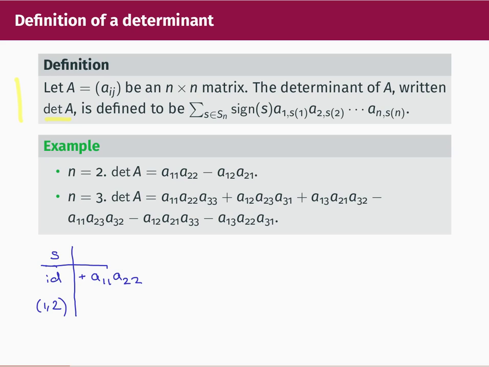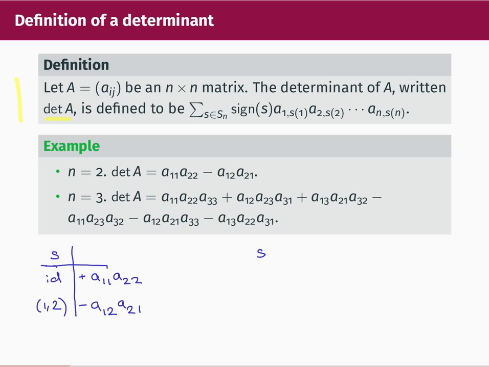For (1 2), that is an odd permutation, so it comes with a minus. Then I have to have a1 s of 1 times a2 s of 2. You can see that when I add the 2 terms in the right-hand column of my table, I do get the expression for the determinant which I claimed in the example box.